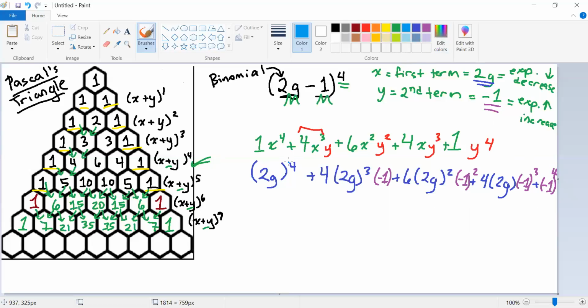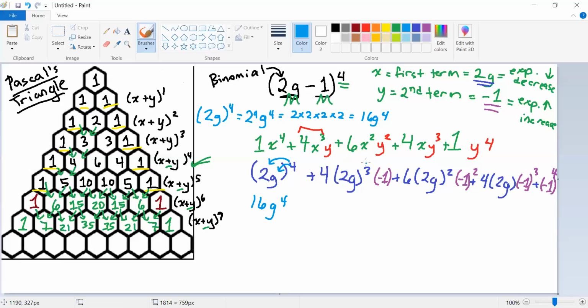So remember, with exponents, you're distributing the exponents. For 2g to the fourth power, it's going to be the same as 2 to the fourth times g to the fourth. And 2 to the fourth is the same as 2 times 2 times 2 times 2, which is going to give me 16 g to the fourth. So this first one is going to be 16 g to the fourth.